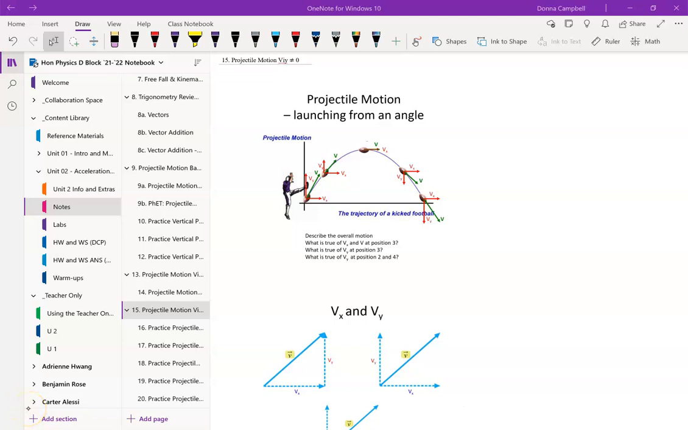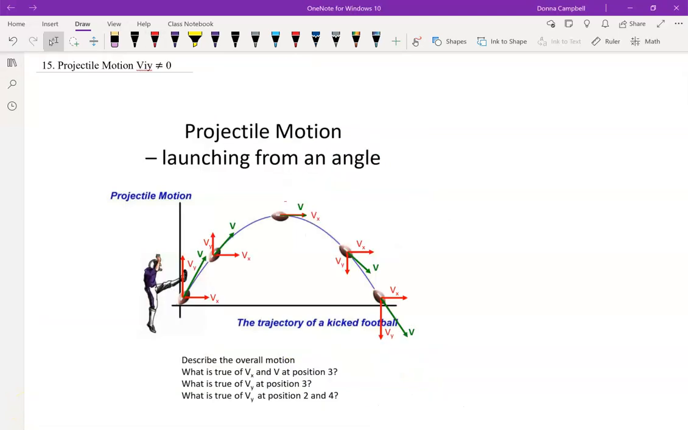So let's look at number 15 in your notes. Let's start with this image. When a football player kicks the ball, it heads off with a velocity, and that's this green arrow right here. You notice the velocity is getting shorter and shorter until up here, the velocity is the exact same as the x velocity. It then increases and increases again as it goes along.